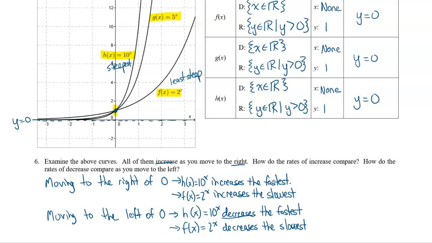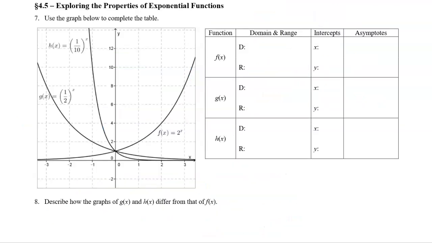And then as we move to the left, we see that h of x decreases the fastest, but 2 to the power of x decreases the slowest. You can kind of see that. I'm trying to label that on the graph for you, that the one that dips down the most is h of x.